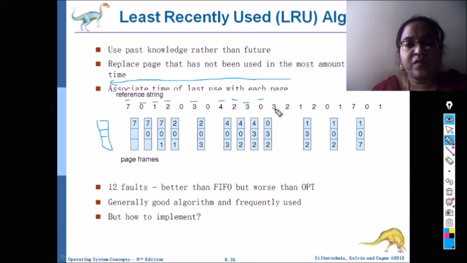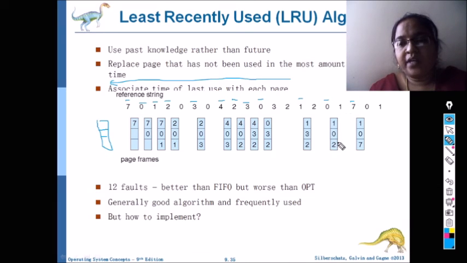For 3 there is no page fault, for 2 there is no page fault, for 1 there is a page fault. Among 0, 3 and 2, recently used are 2 and 3, so it is 0 which is least recently used, so you replace 0 by 1. Then 2 there is no page fault. Then 0 there is a page fault again. Among 1, 3 and 2, the least recently used is 3. You can see 2 is recently used, 1 is used, 3 is least recently used, so replace 3 by 0.